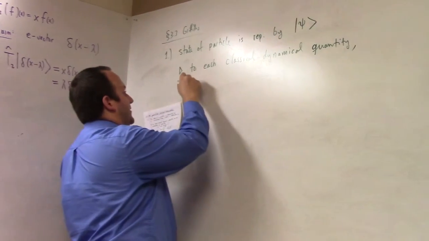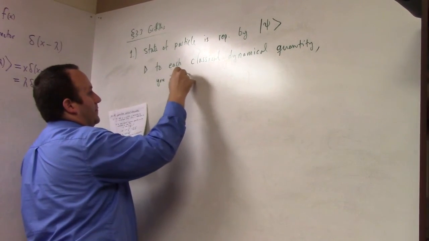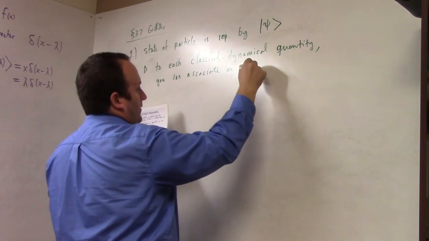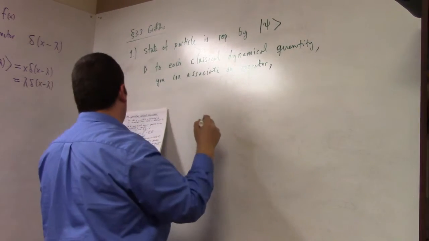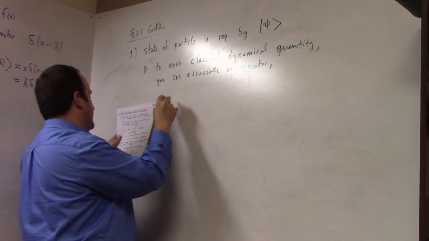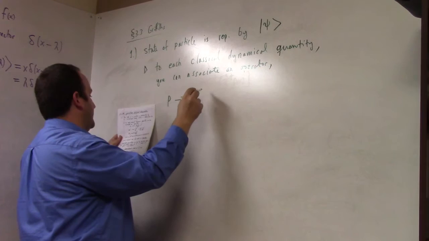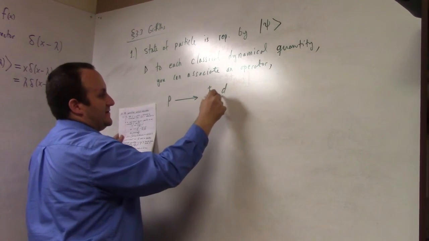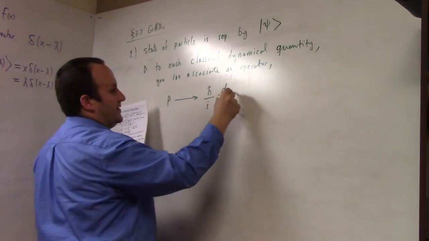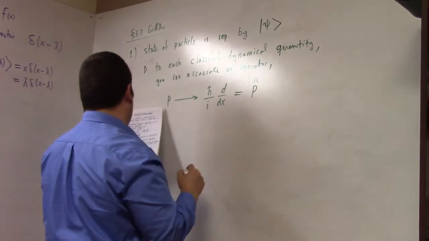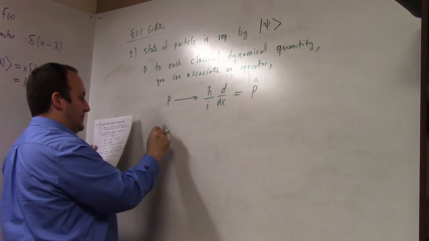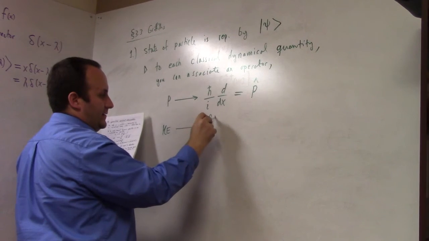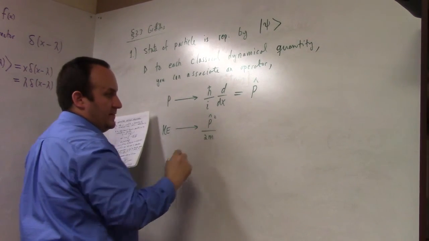You can associate an operator. So for example, for momentum, you represent that by h bar over i d/dx. This is the so-called p hat. Kinetic energy, what does it look like? It looks like p hat squared over 2m.